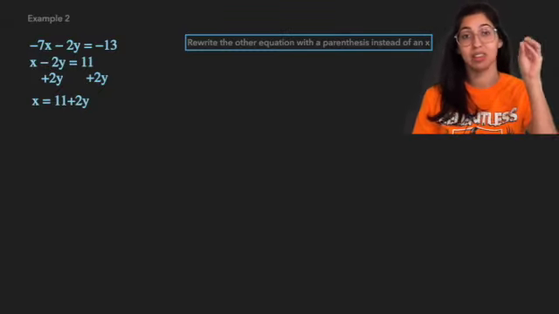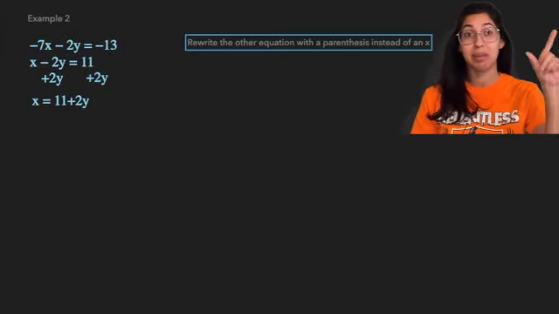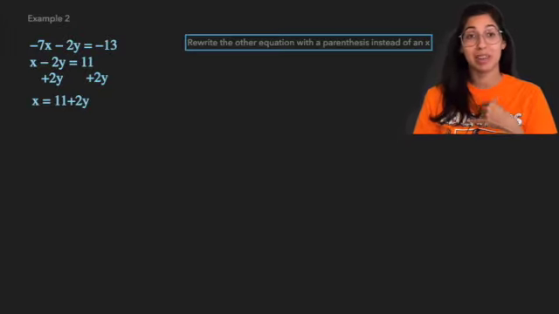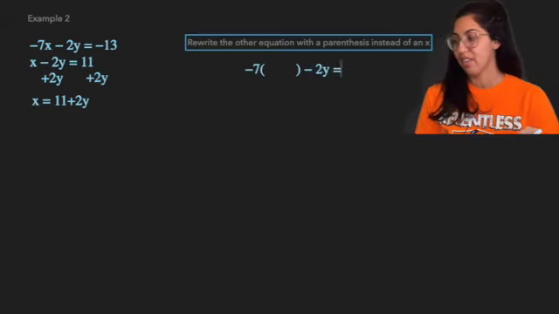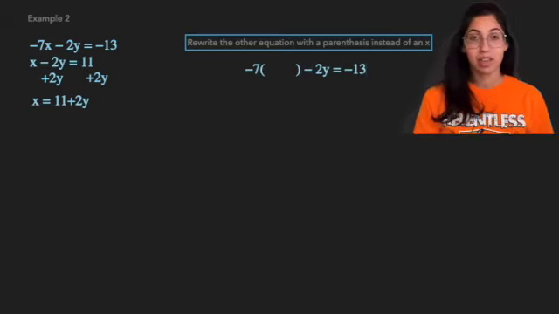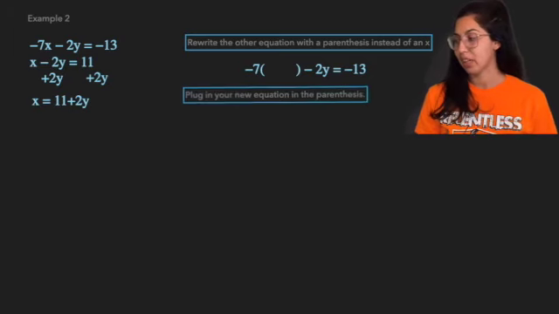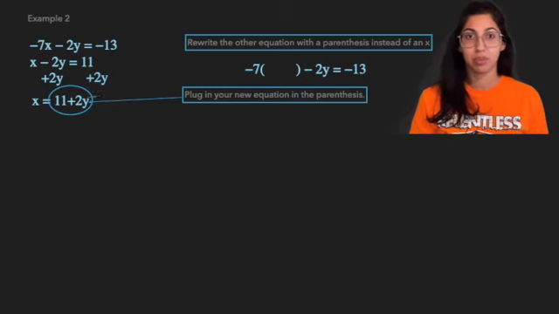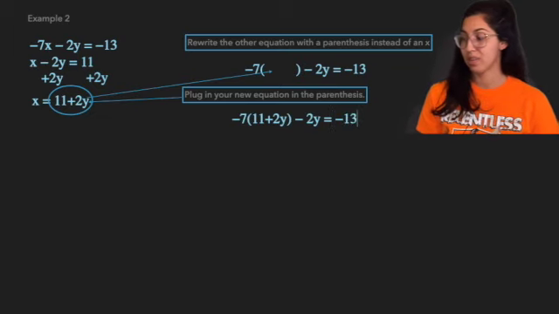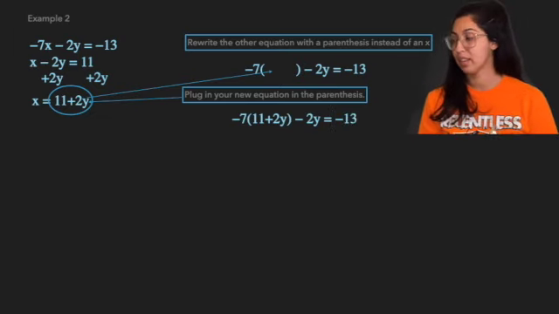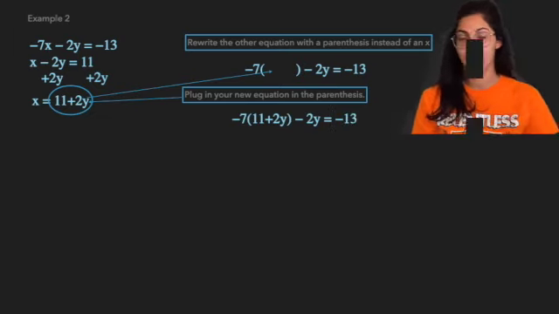And now I am taking my original equation, my first equation that I did not change, the one that is still in its original form. Do not mess up and take the one you solved for and plug it back into itself. You're not going to get an answer. So I have negative 7 parentheses minus 2y equals negative 13. In the parentheses, I am putting in my 11 plus 2y. So let's go ahead, plug that in. Negative 7 parentheses 11 plus 2y parentheses minus 2y equals negative 13.